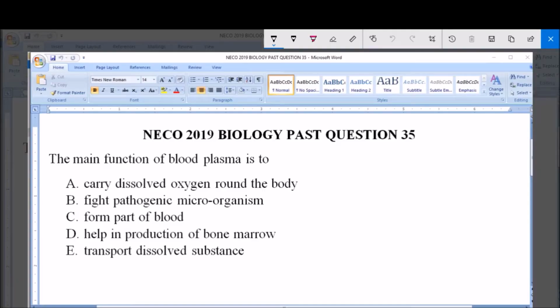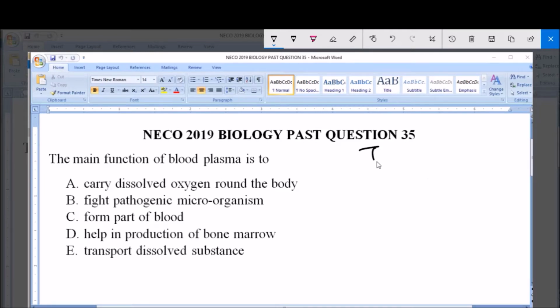I will be answering NECO 2019 Biology Past question 35. The main function of blood plasma is to: A. Carry dissolved oxygen around the body, B. Fight pathogenic microorganisms, C. Form parts of blood, D. Help in production of bone marrow, and E. Transports dissolved substance.